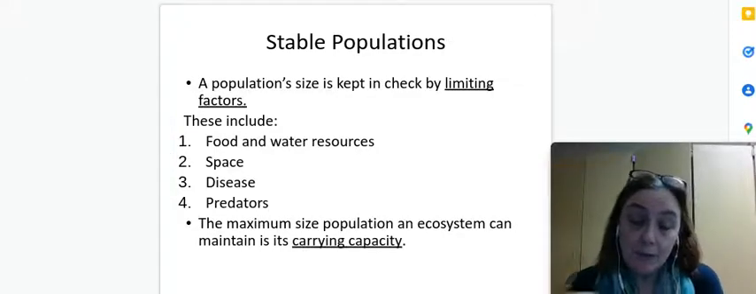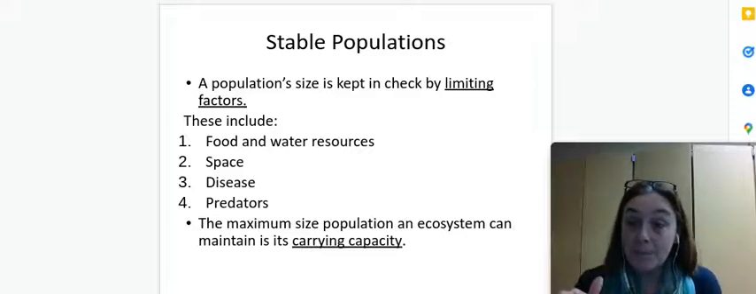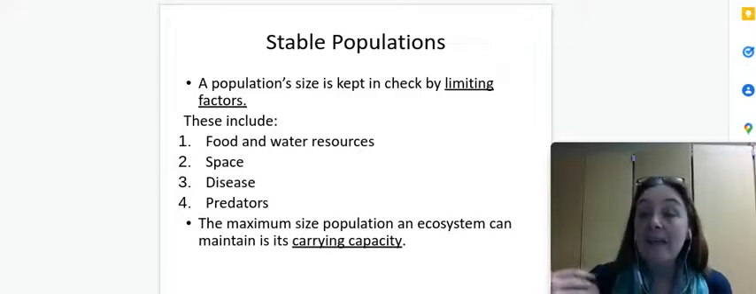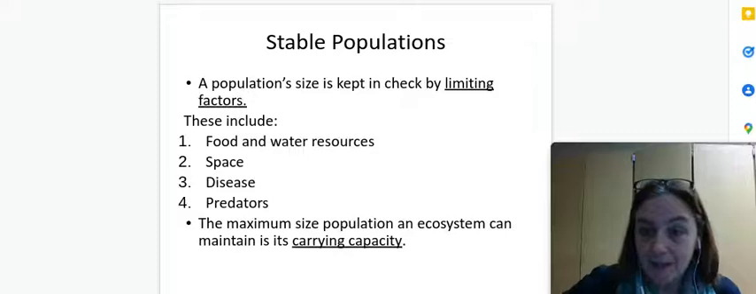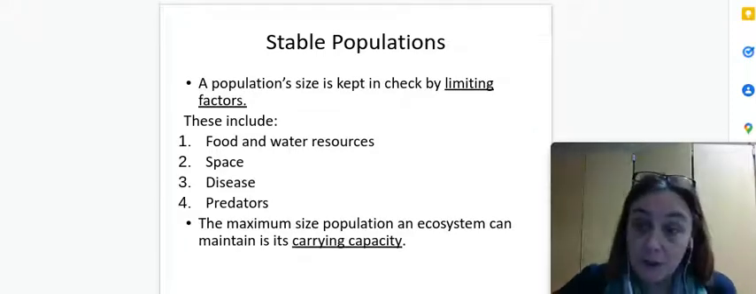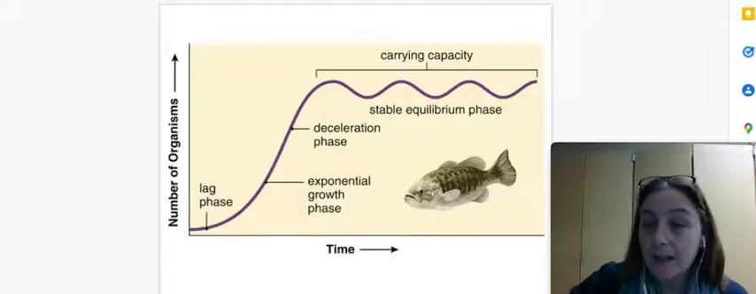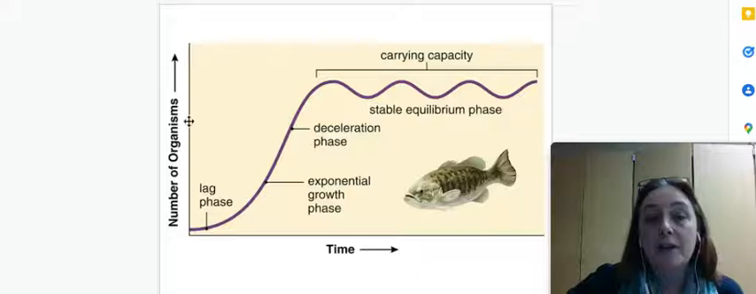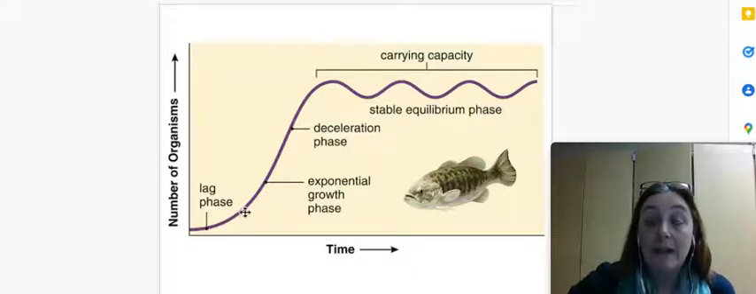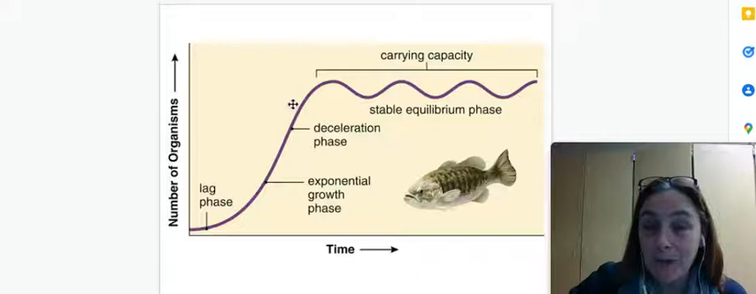However many individuals a specific ecosystem can keep sustainably, that's the carrying capacity of that ecosystem for that particular species. Sometimes you'll see in a test a graph like this, with the number of organisms over time. When they're first introduced to an area, they start to reproduce, and then they start really reproducing, and there's an explosion of the population.